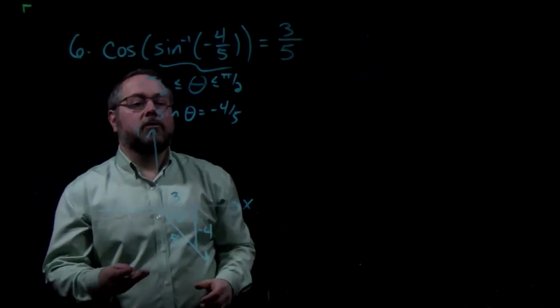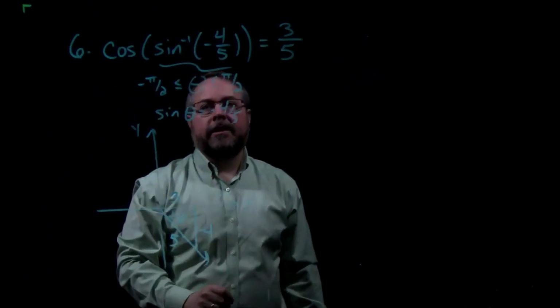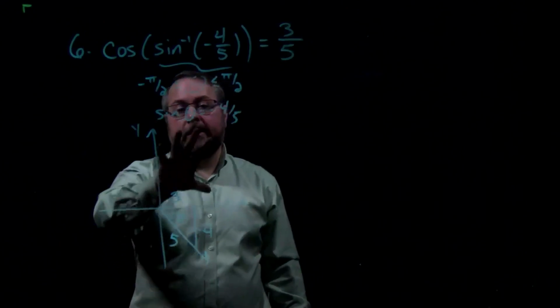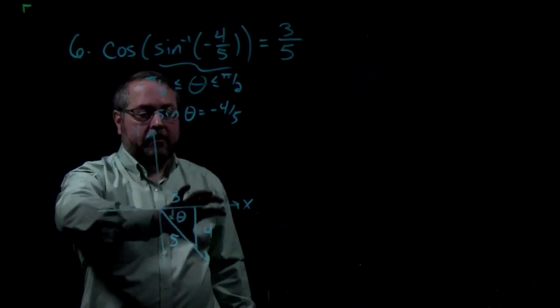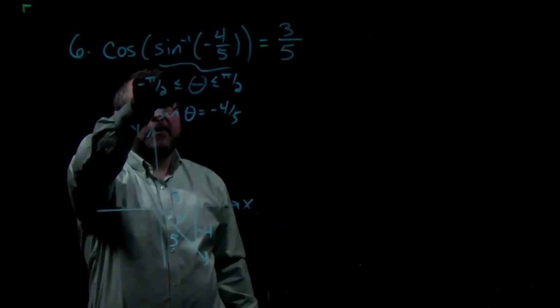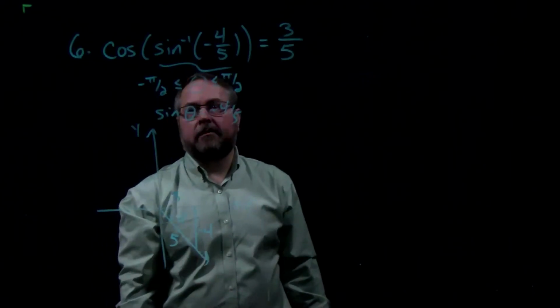Okay, so very similar sort of problem, but just note, as I said, if there's a negative number inside the inverse trig function, then your right triangle is not going to be in the first quadrant. It will be in the fourth quadrant in the case of an inverse sine or an inverse tangent, or in the second quadrant in the case of an inverse cosine.